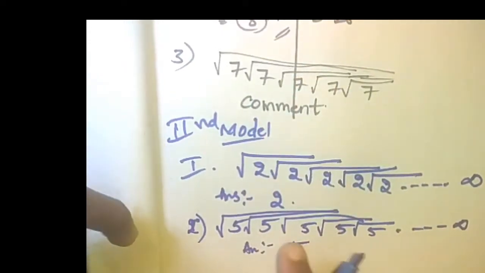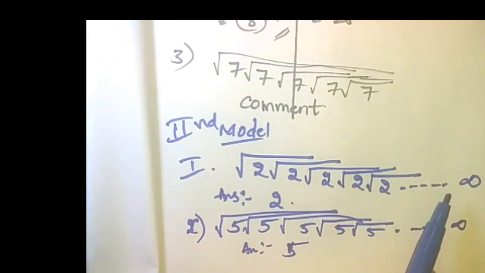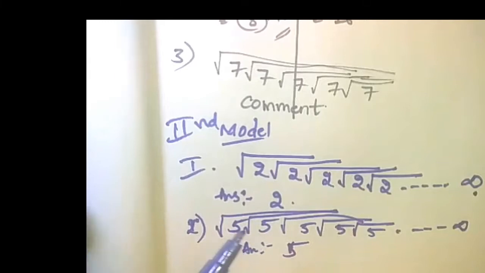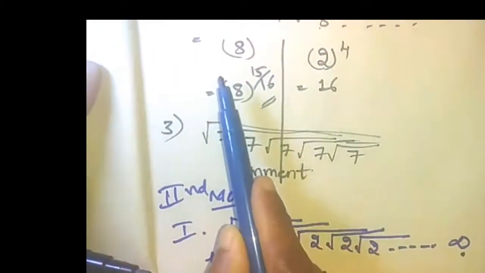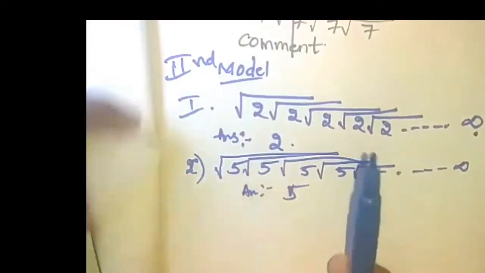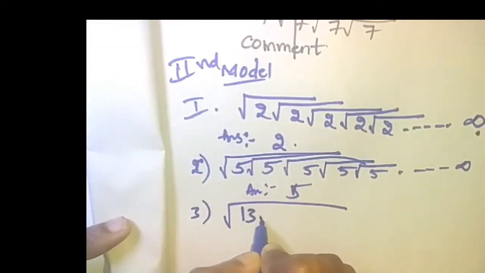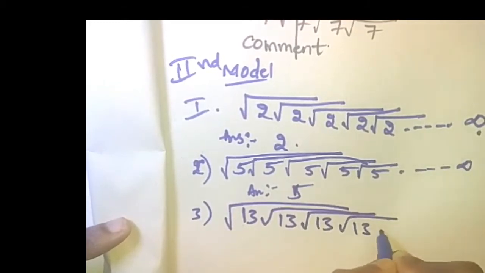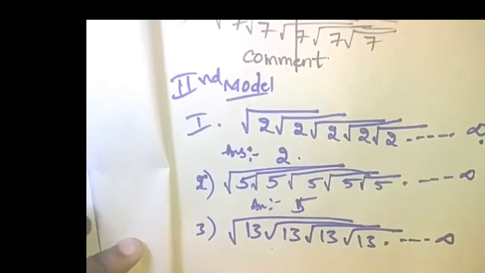Usually we get confused between these two methods, so don't get confused. Here, when a number is under root and it ends with infinity, we get the answer which is the number under root. And here it's not like that; here we have to solve in this particular method. And one more question I am giving as homework: root 13. Answer this in the comment section.